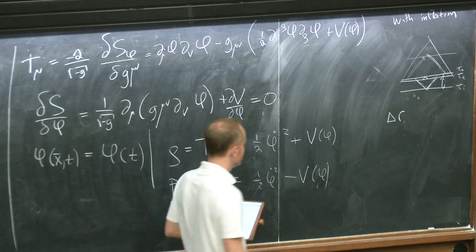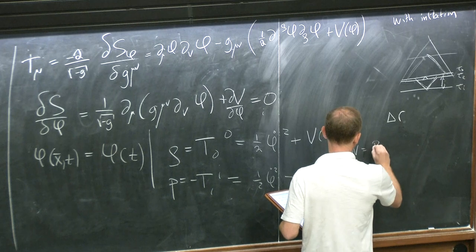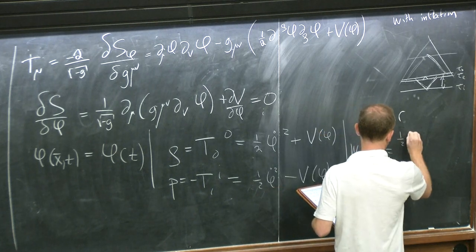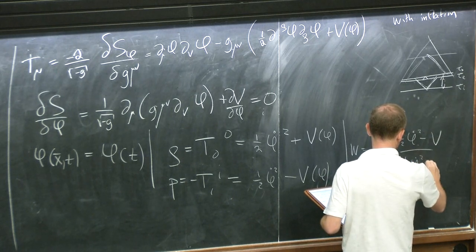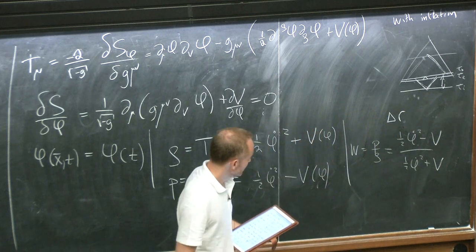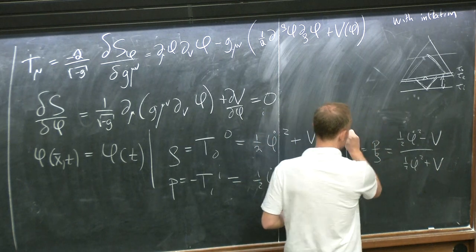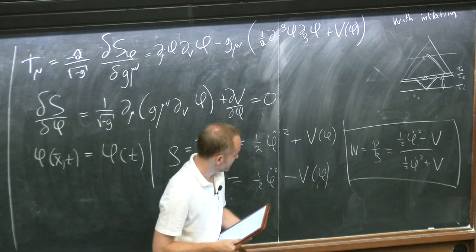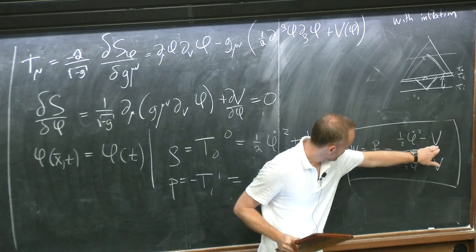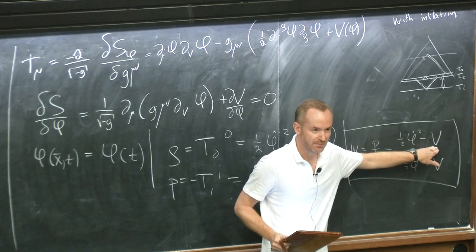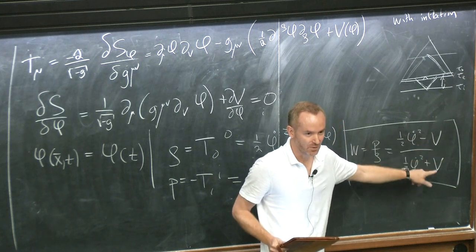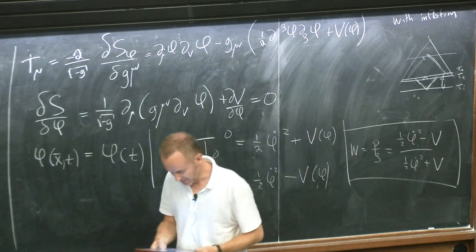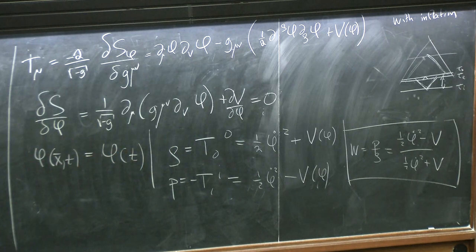And so w, p over rho, is (1/2 phi dot squared minus V) divided by (1/2 phi dot squared plus V). And so if we want w to be close to minus 1, it means we want phi dot squared to be small compared to V. If phi dot squared is small compared to V, then this is almost minus 1. It's a little bit more positive than minus 1. So that's what we need to arrange. We need to arrange that phi dot squared is not important compared to V.